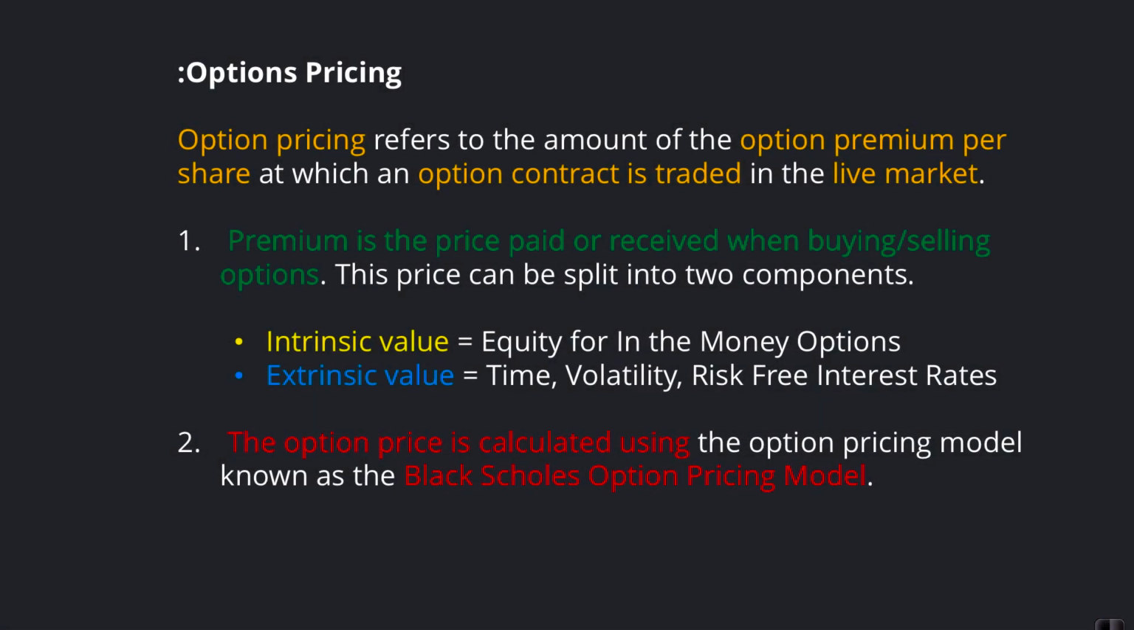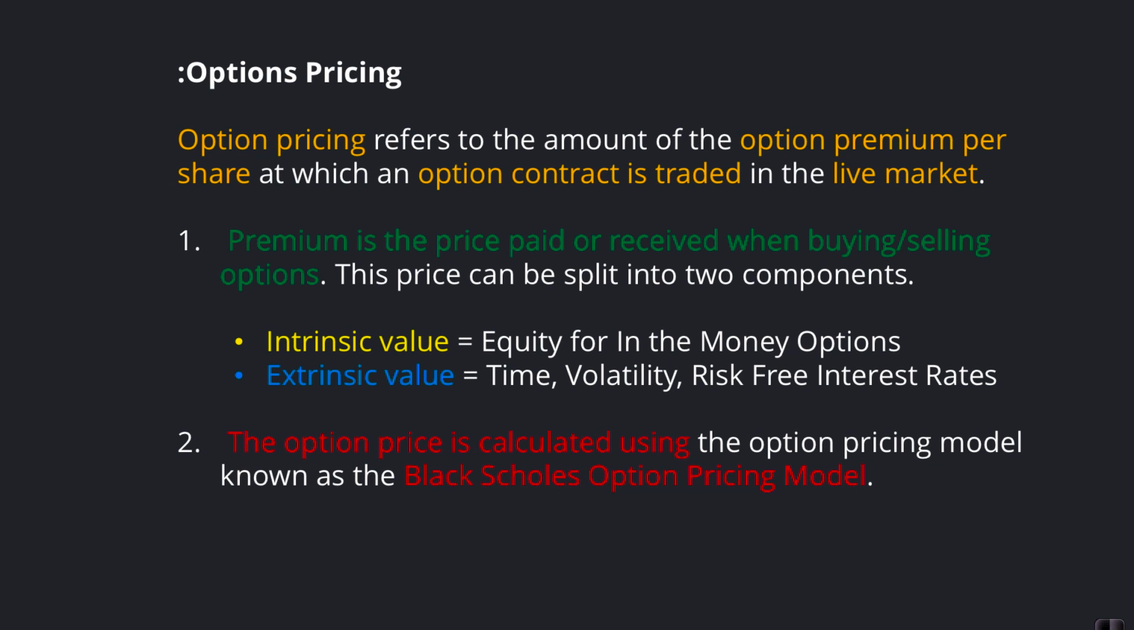Options pricing refers to the amount of the option premium per share at which an option contract is traded in the live market. Premium is the price paid or received when buying or selling options. This price can be split into two components: intrinsic value, which is the equity for in-the-money options, and extrinsic value, which is based off of the time, volatility, and risk-free interest rate variables that go into the option pricing model.